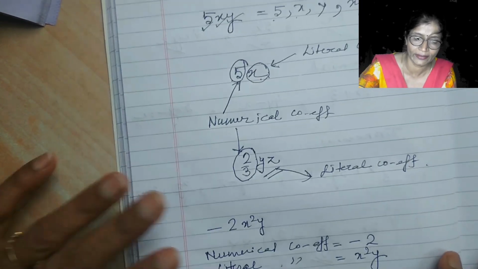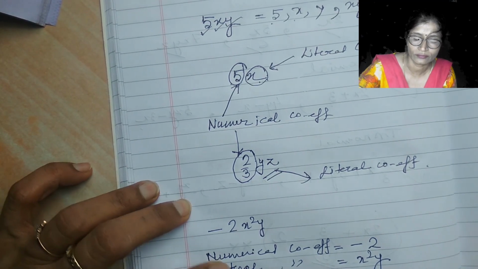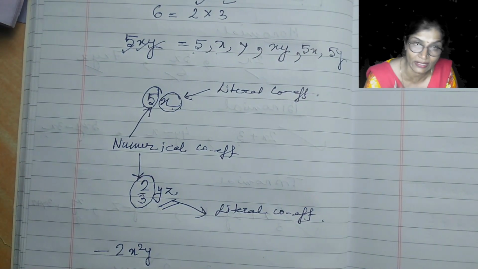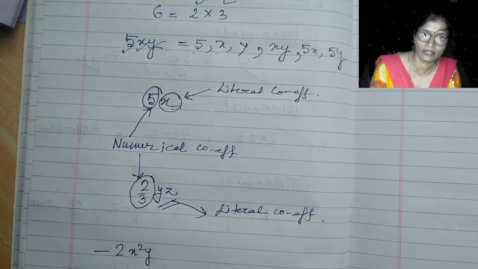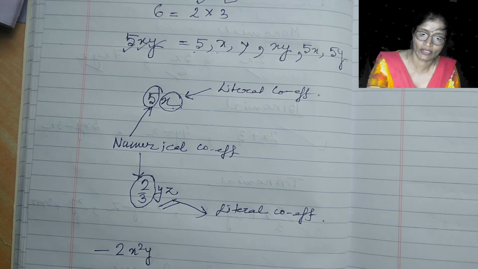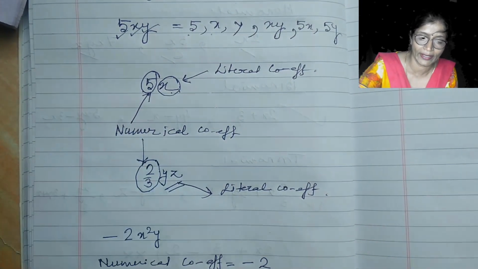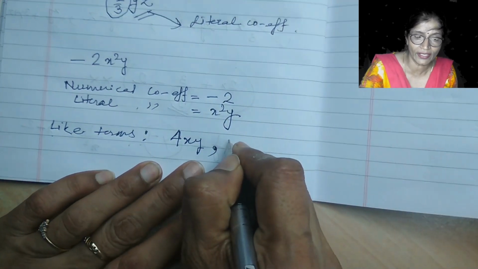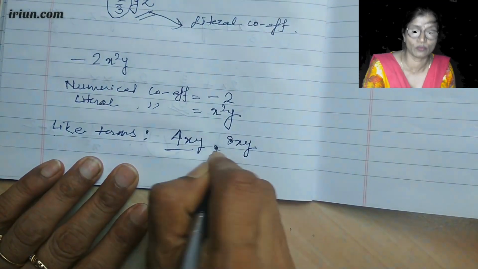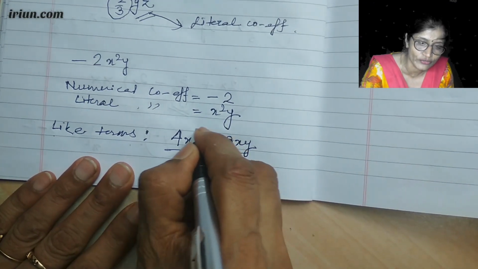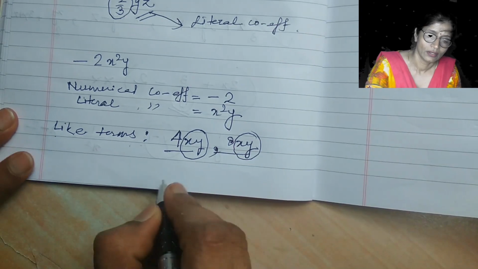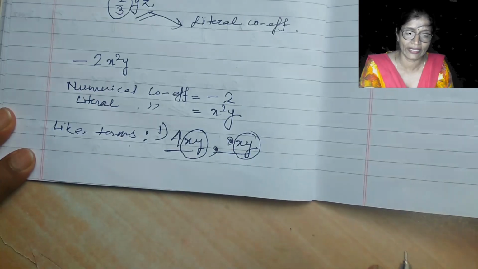Now next, like terms. What do you mean by like terms? Two or more terms, if they have the same literal coefficient, whatever be the numerical coefficient, no matter, then they are known as like terms. For example, I write 4xy, and then I write 8xy. So this and this both are like terms because their literal coefficient here is xy, as well as this is also xy. So this is one example of like terms.